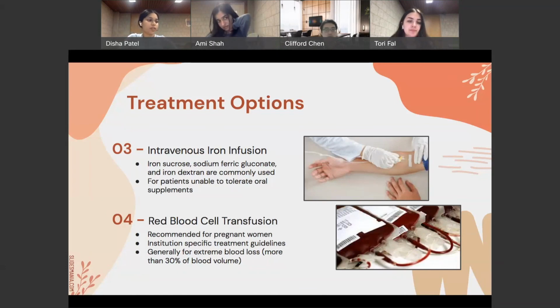Red blood cell transfusions are the least common treatment option. Transfusion is recommended in pregnant women with hemoglobin levels of less than 6 grams per deciliter because of potentially abnormal fetal oxygenation resulting in non-reassuring fetal heart tracing. 2 units of packed red blood cells should be given, then the clinical situation should be reassessed to guide further treatment. There are institution-specific guidelines for transfusions for patients with low iron. Generally, individuals that have lost more than 30% of their blood volume will require this type of treatment.